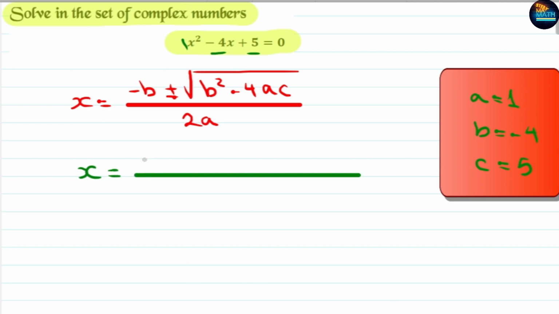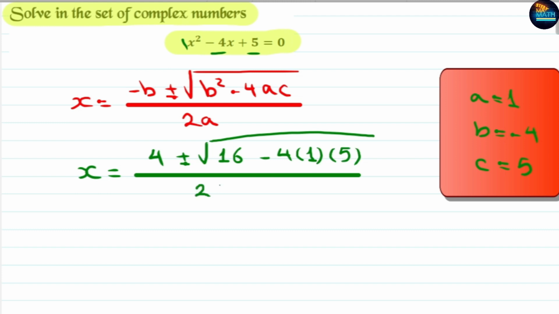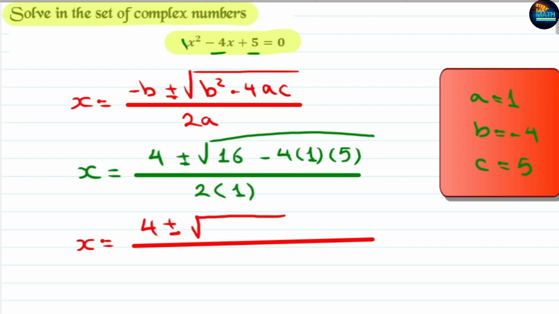So x is equal to negative b, meaning negative times negative 4, which is 4, plus or minus the square root of b squared, which is negative 4 squared, which is 16, minus 4 times a, which is 1, times c, which is 5, divided by 2a, or 2 times 1. All right, now x is equal to 4 plus or minus the square root of 16 minus 4 times 1 times 5, which is 20, divided by 2 times 1, which is 2.